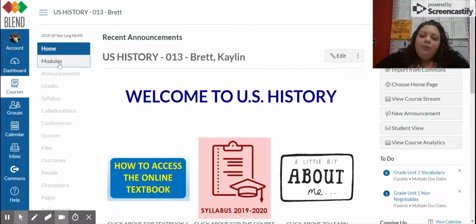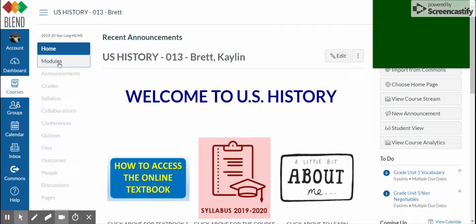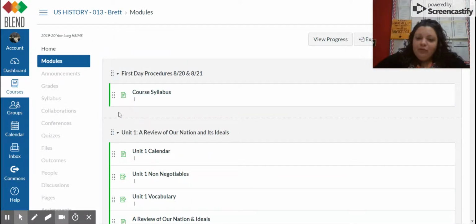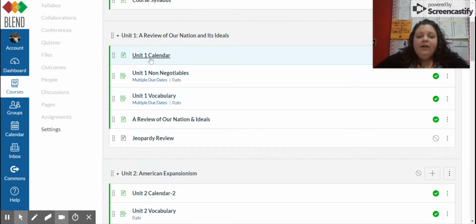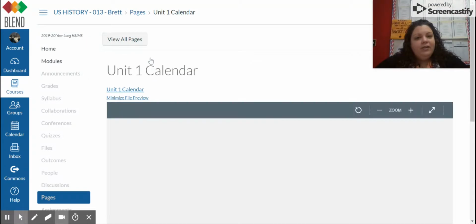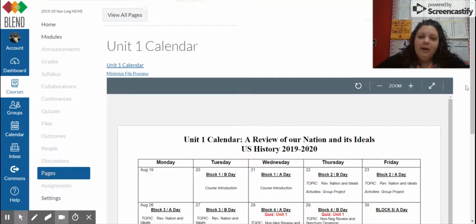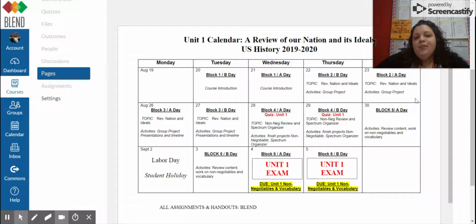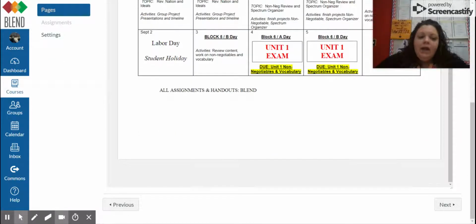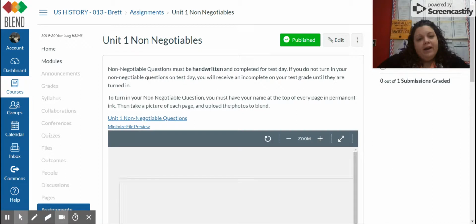So on Blend, we actually have all of their assignments and all of their expectations available for everyone to see. And so we have our calendar, and our calendar lets our kiddos know when things are due, when assessments are coming up. And I also have the calendar posted in my classroom. I typically spend the first 5 minutes of class going over what's coming up. I like for them to know what they need to be working on so that there aren't any surprises for them.